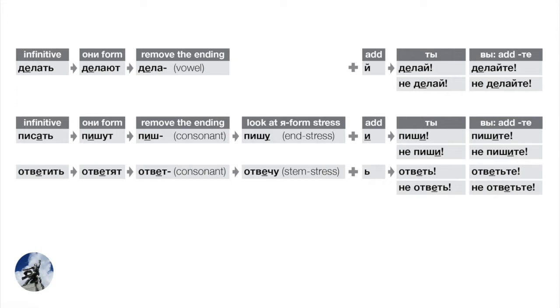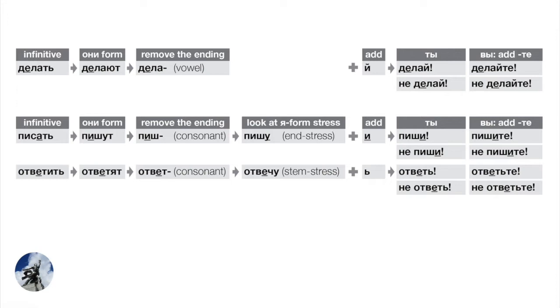That would be ответят. We drop the ят, right? We drop our ending. We're left again with a consonant. So we have to think, what is the stem stress? What is the stress in the я form of the verb? Again, we know simply by looking at the infinitive that the я form is also going to be stem stressed, right? That would give us отвечу. Отвечу would be our я form. Again, stem stress. Okay, so that suggests that we're going to add to ответ simply a soft sign.